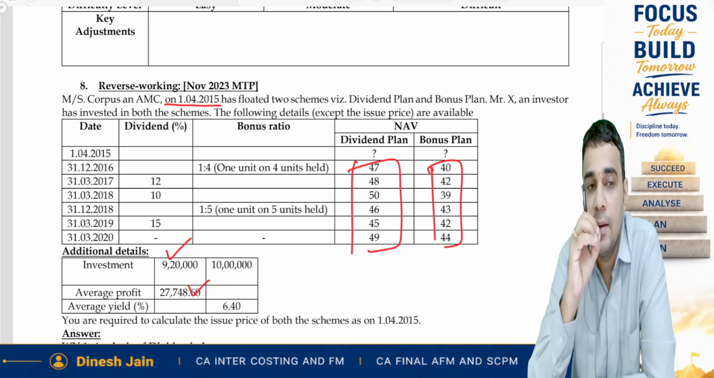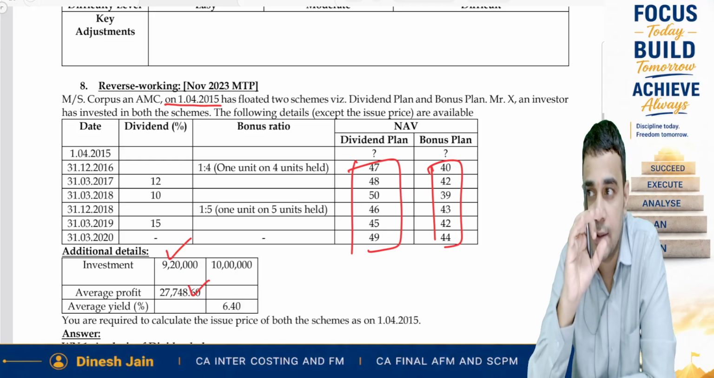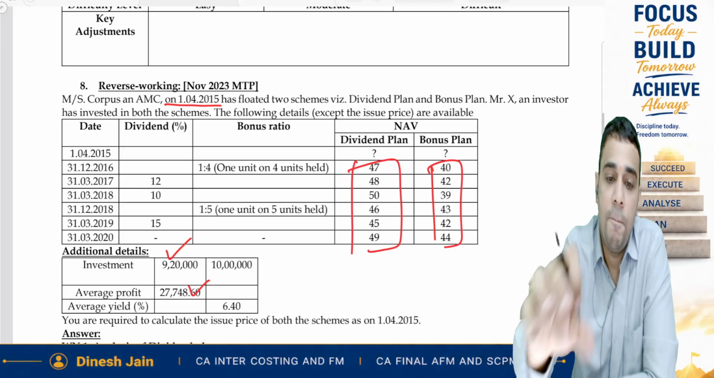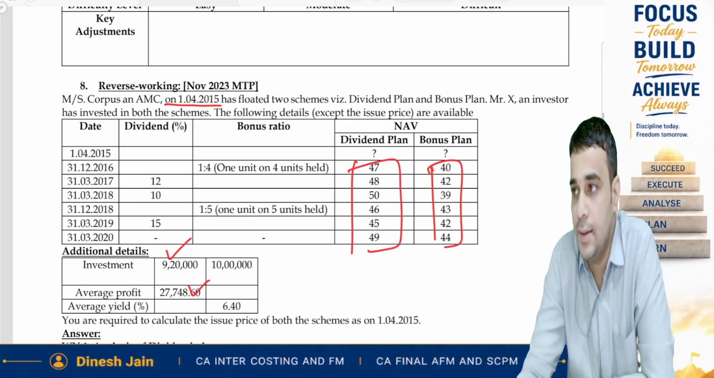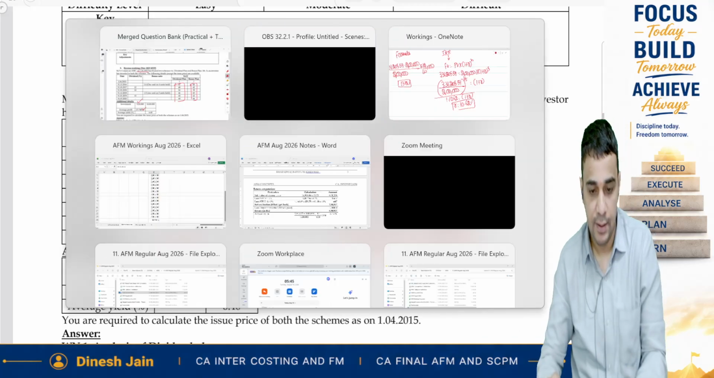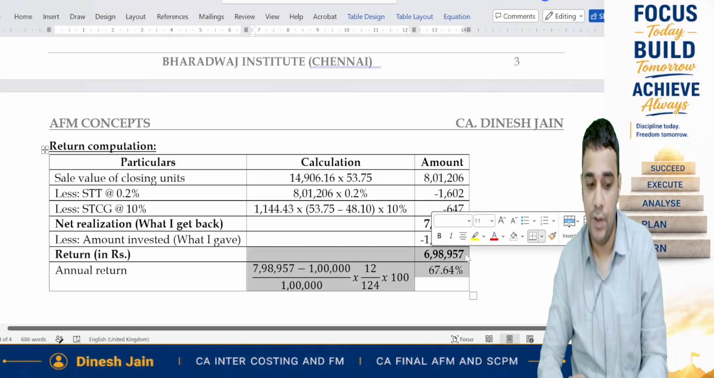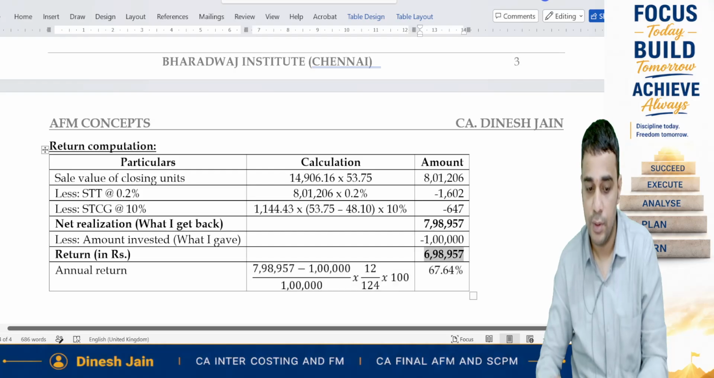Return? No, return I understood. Return what? Somebody told the answer: return per annum. Return per year. The word average tells me it is a return per year. Basically, they are giving you this amount. They have given you the amount invested.